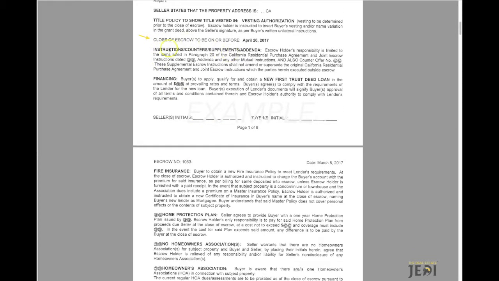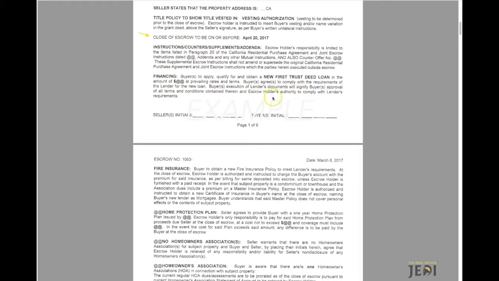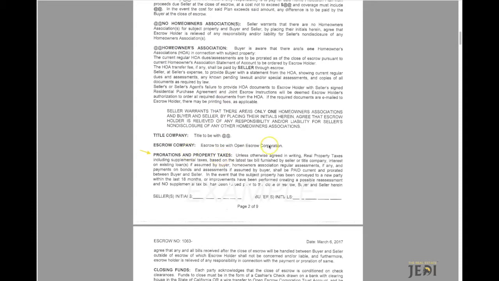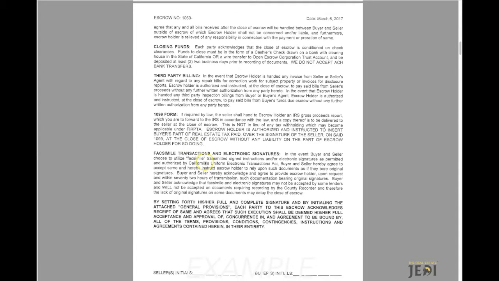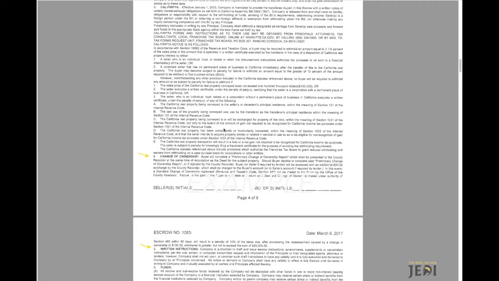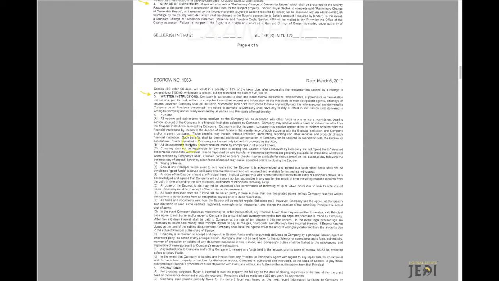So this will cover a lot of things, from the title policy to the close of escrow, the financing that you agreed on in the purchase agreement, the buyer's responsibilities for fire insurance, home warranties, whether or not there's a homeowners association, title companies, escrow companies, how they're going to prorate different items, etc. So please make sure you're taking a look at this in its entirety, review everything. If you have any questions, contact escrow or your agent.